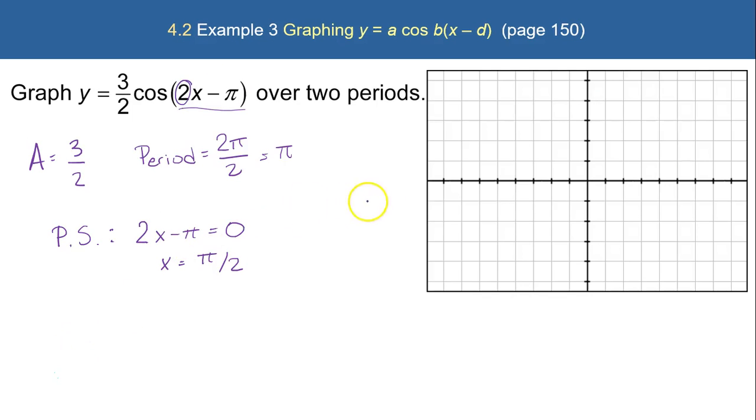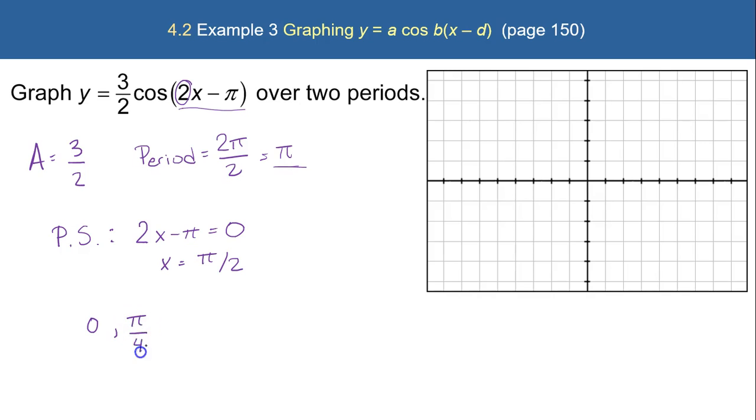Okay, so back over here, here's our phase shift, pi over 2, and that is what we're going to add and subtract from all of our values that we're going to split pi into 4 intervals. So I'm going to start with 0 and go out to pi.